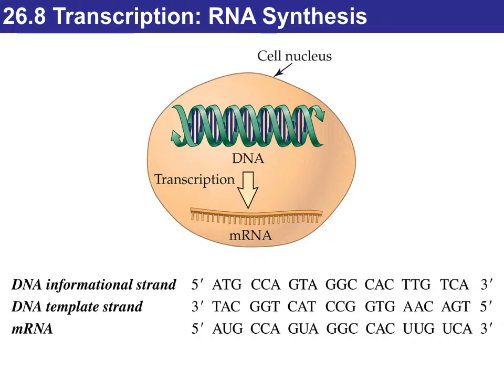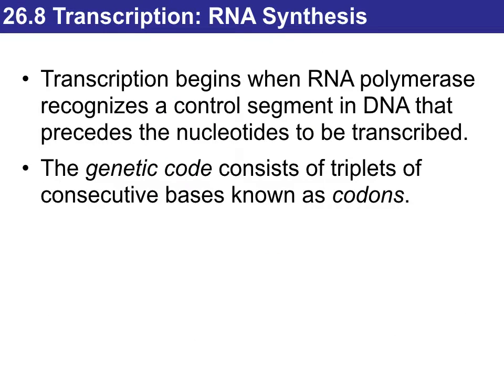So ATG, that was in the informational strand, has the complementary template strand TAC, and the messenger RNA is AUG. Then template strand GGT gives you CCA. And look, the template strand runs from 3' to 5', so the messenger RNA is going to be the reverse, 5' to 3'. So how does it start? Well, RNA polymerase recognizes a control segment in the DNA that precedes the nucleotide to be transcribed. This is the start codon.